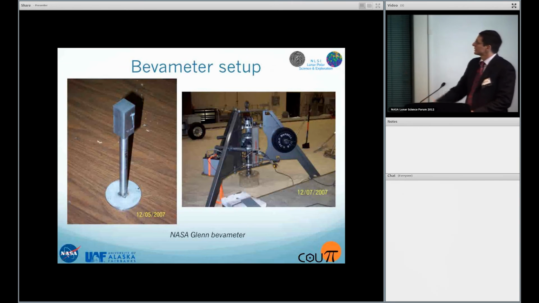This is the setup at NASA Glenn Research Center, the bevameter, and on the left you can see the picture of the flat plate for the sinkage test.